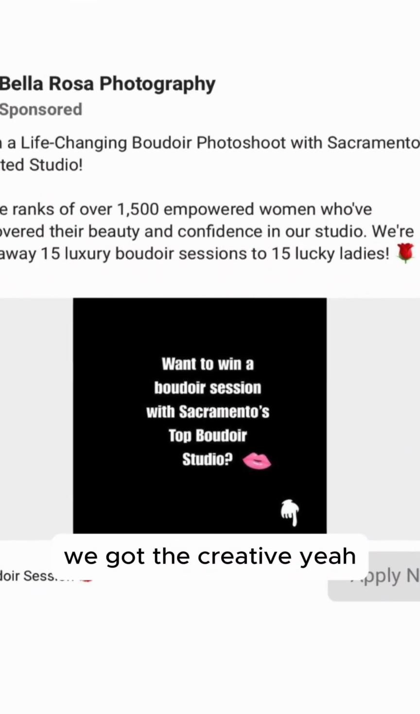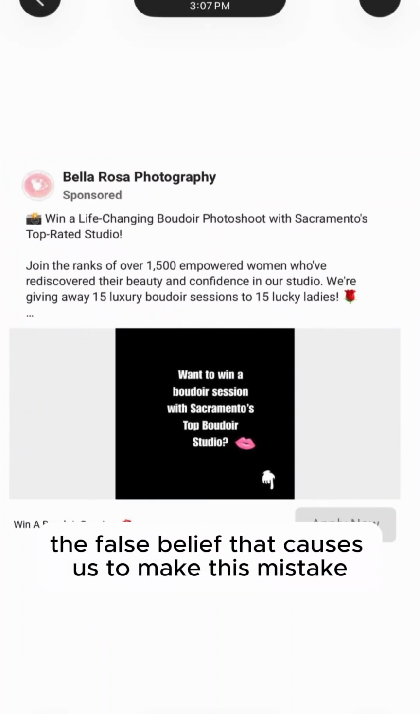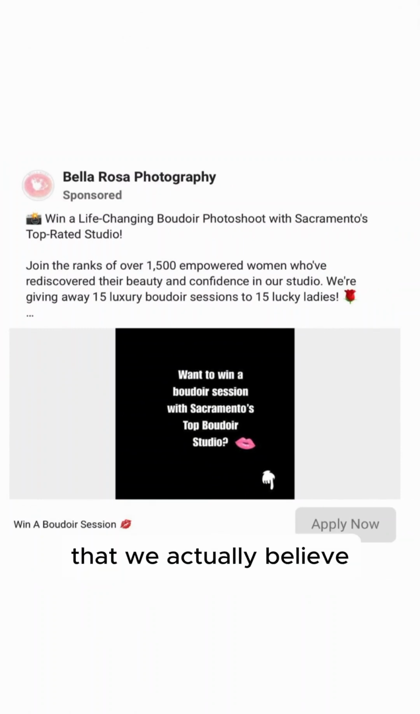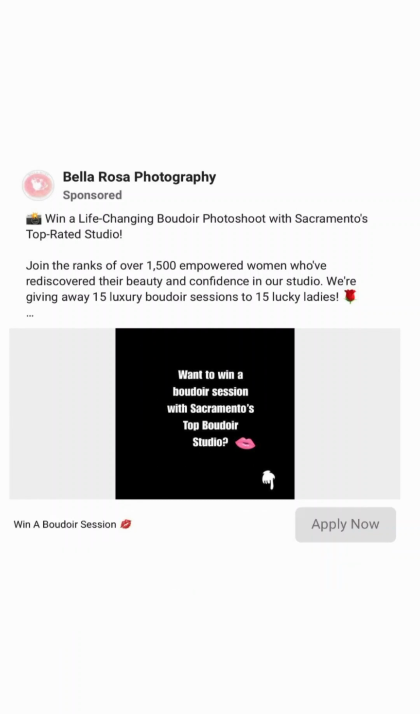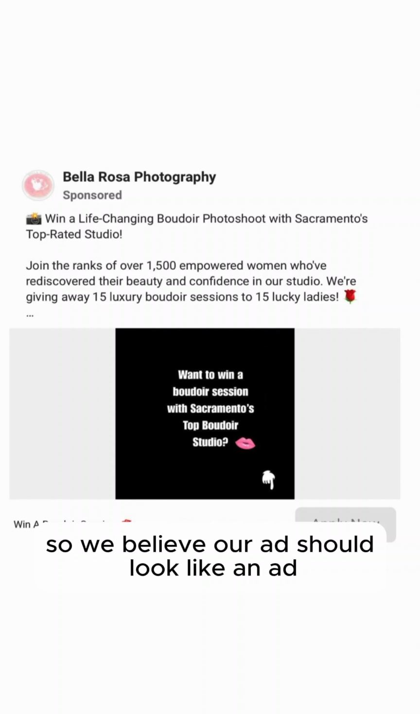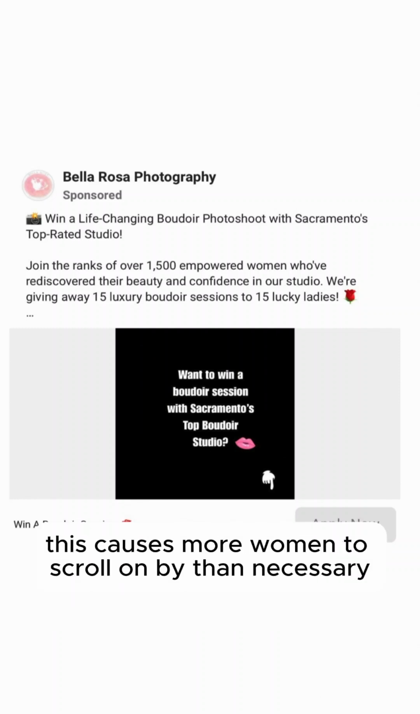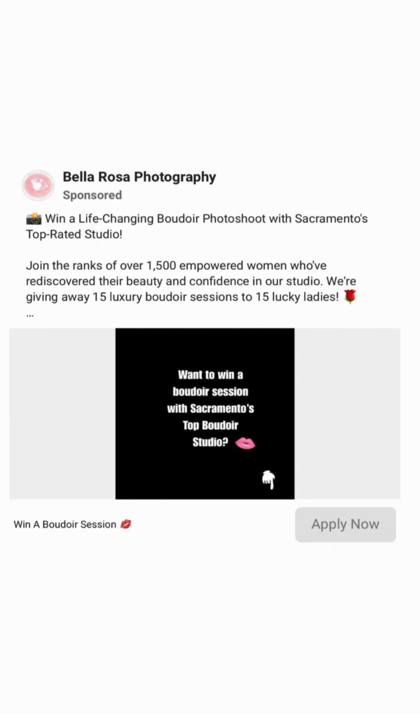We got the creative. Yeah, we got the looks-like-an-ad mistake with this creative. So the false belief that caused us to make this mistake is that we actually believe an ad should look like an ad. So that's how we've seen newspaper ads, magazine ads, and TV ads, other ads on Facebook, other boudoir ads on Facebook. So we believe our ad should look like an ad. But this is incorrect. This causes more women to scroll on by than necessary, bringing our unique CTR under 6%.